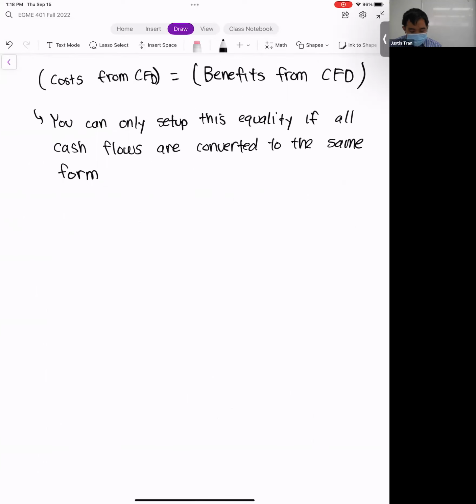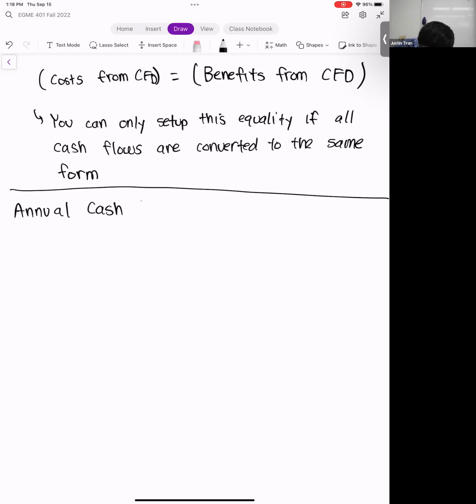All right, so let's go ahead and pick up where we left off on Tuesday. On Tuesday, we were talking about annual cash flow analysis. If you remember, the idea with annual cash flow analysis is that it's another form to do economic comparisons. But instead of converting everything to a present sum of P, we're instead converting all the cash flows into a uniform series. Okay?